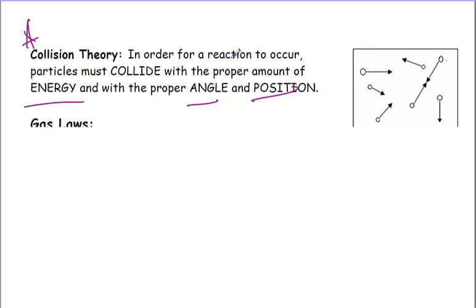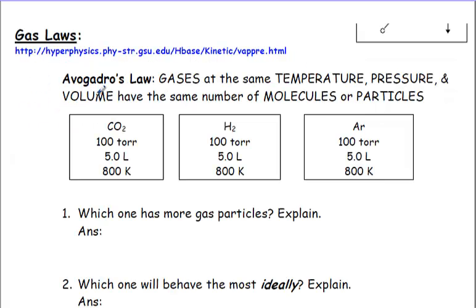You need energy, angle, and position for a reaction to occur between gases. All right, so let's look at our gas laws, and gases follow these laws and give us clues as to their behaviors. The first one is Avogadro's law. Gases at the same temperature, pressure, and volume have the same number of molecules or particles. Remember, Avogadro gave us the number of molecules, 6.02 times 10 to the 23rd.